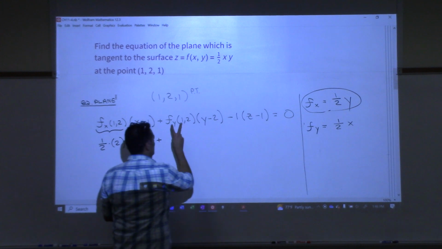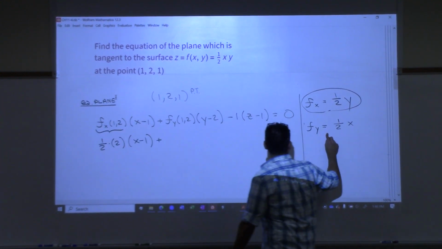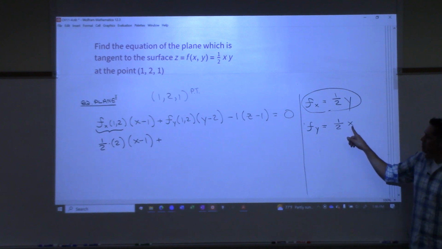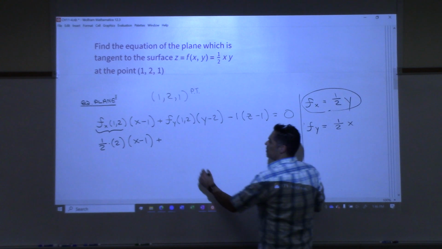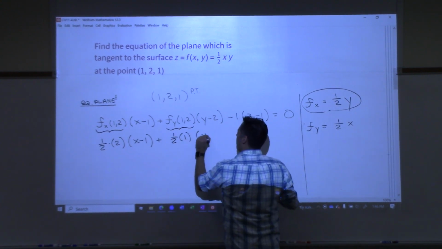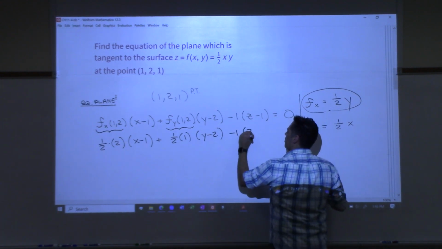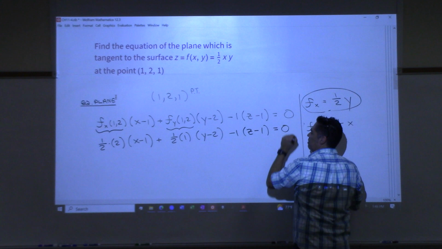Then plus, now I need to do this one, which is this right here, plugging in x equals 1 here. So that'll give me 1/2 times 1, and then y minus 2. And then this will always be minus 1, and then z minus 1 equals 0.